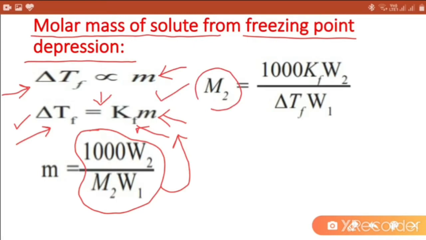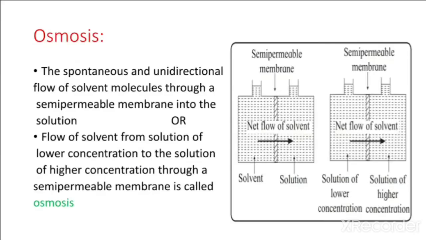molecular weight or molar mass of solute is calculated, and the formula is capital M2 is equal to 1000 into Kf into W2 divided by delta Tf into capital W1. In this way, molar mass of solute is calculated by using freezing point depression.